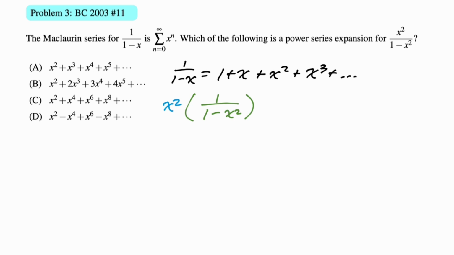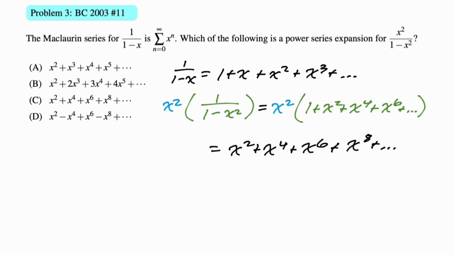So now what we'll do is keep the x squared on the side, and we're going to substitute in x squared for every x that we see in our series above. So we're going to end up with 1 plus x squared squared is x to the 4th, x squared cubed is x to the 6th, and so on. Then if we distribute this, you could look at the answer choices right now and choose your answer. But if we distribute, we end up with x squared plus x to the 4th plus x to the 6th, etc. You look at the answer choices, it's definitely C.